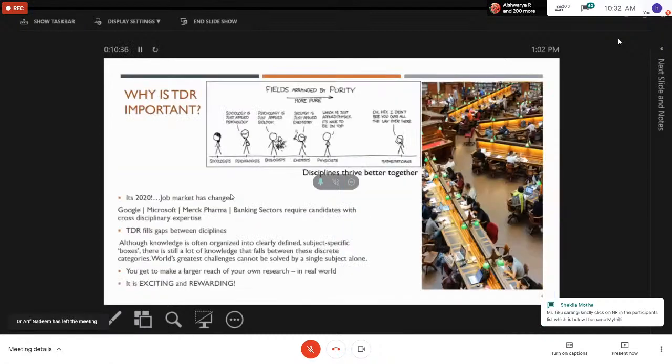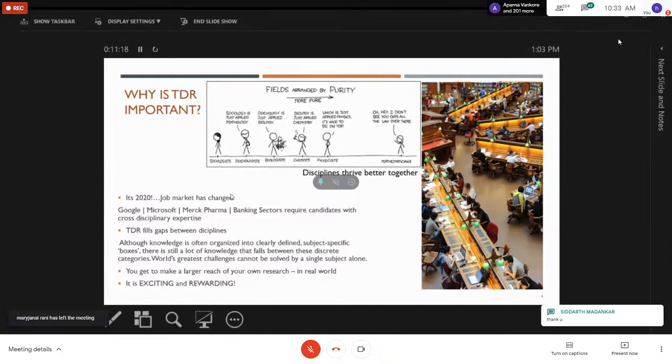And so why is TDR important? This cartoon is a funny jab at how each of us has our own assumptions about our field and lords it over others, right? We say psychologists are most important, and biologists will say psychology is nothing, it's just applied biology. Then chemists will say there's nothing called biology, it's all chemistry. And then physicists will lord over saying chemistry is nothing but physics. Disciplines thrive better together if we don't compete against each other, but instead learn to live together, right?